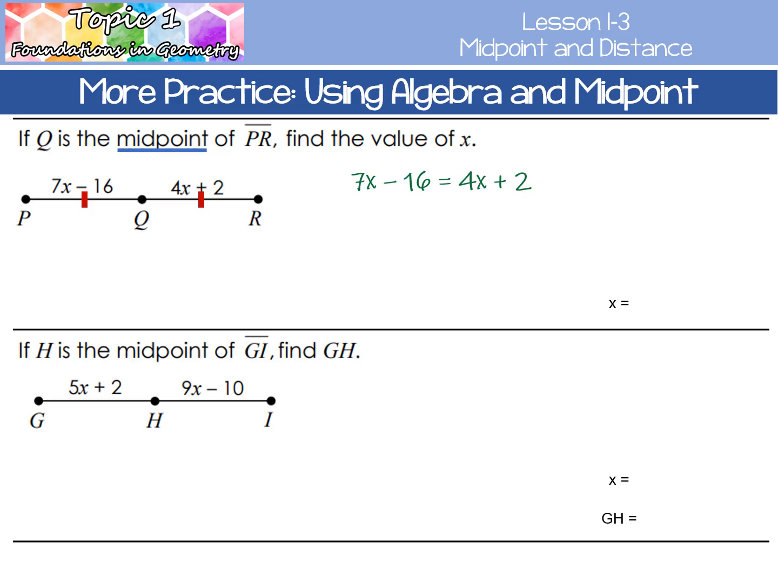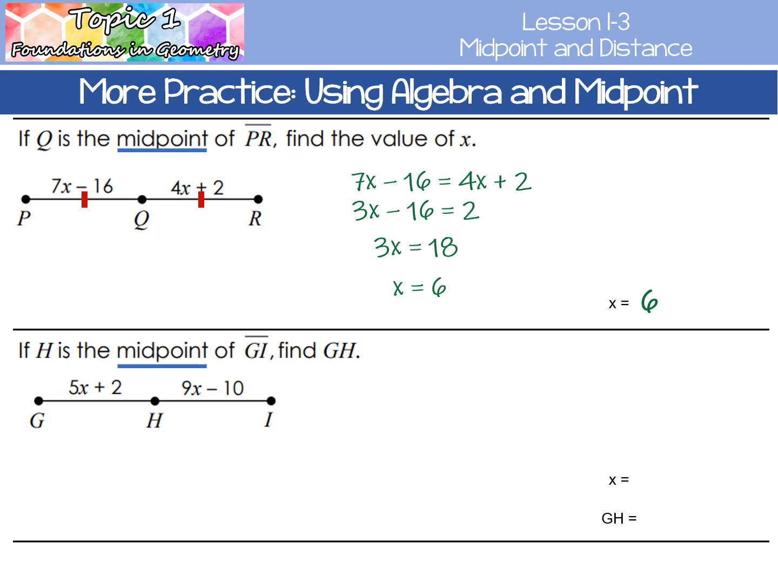We're going to move the smallest one. So we're going to subtract 4x on both sides. We get 3x minus 16 equals 2. Next thing to get rid of is that minus 16. We do the opposite. So add 16 to both sides. We get 3x equals 18. When you divide both sides by 3, x is 6. The next one we have to do a step more than what we did.